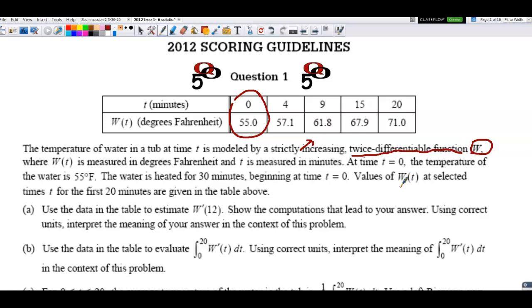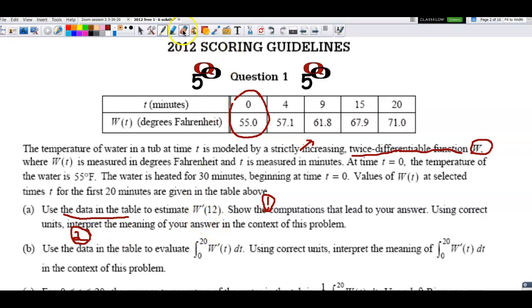Use the data for letter A, use the data in the table to estimate W prime of 12. Show the computations that lead to your answer, use correct units, interpret the meaning of your answer in the context of the problem. So first of all, notice that they're giving us several directions here. First of all, we're using the data in the table. We have to pay attention to that. The first thing they want us to do is to show our computations for approximating W prime of 12. And then the second thing that they want us to do after we do that approximation is to interpret the meaning of that derivative. So there are two things that have to be accomplished here.